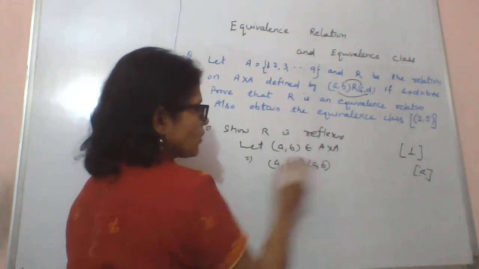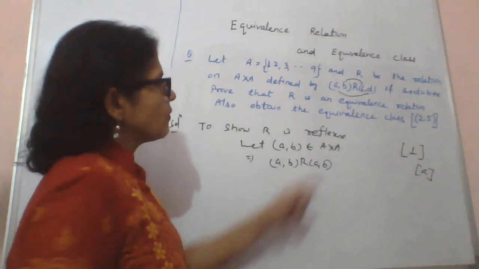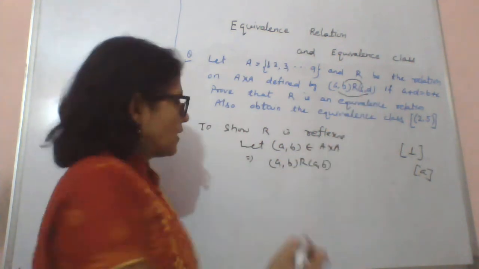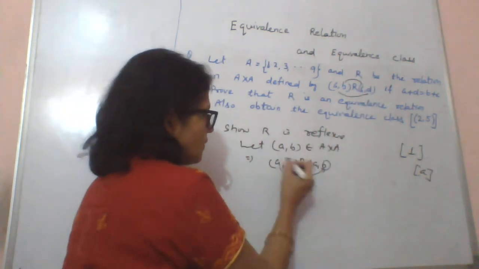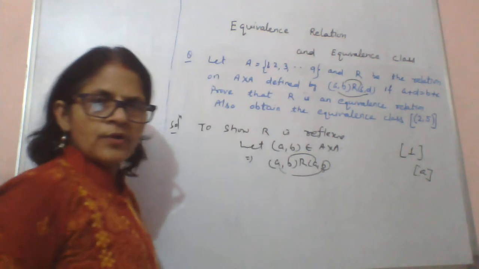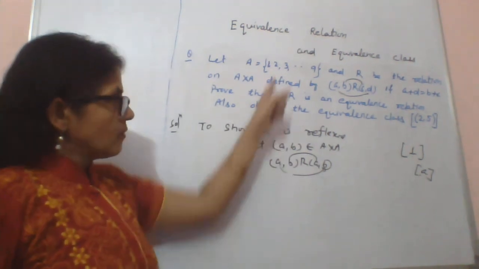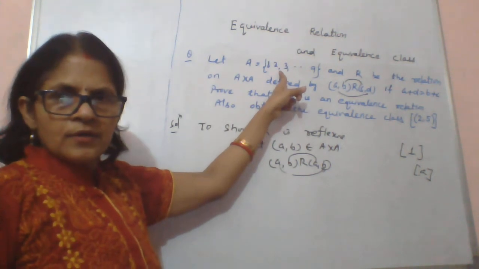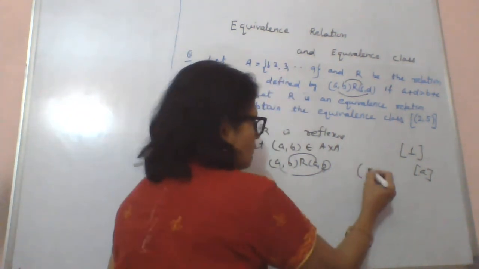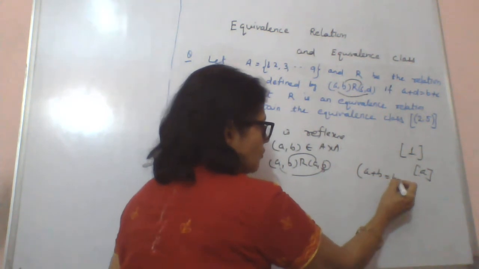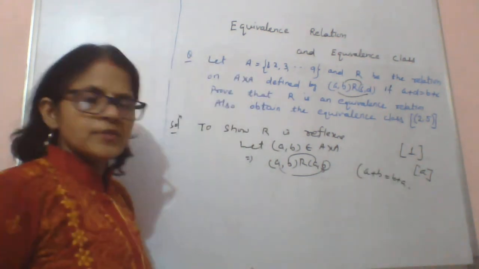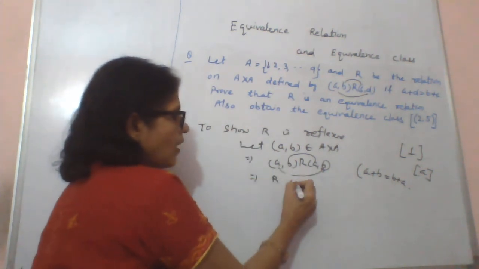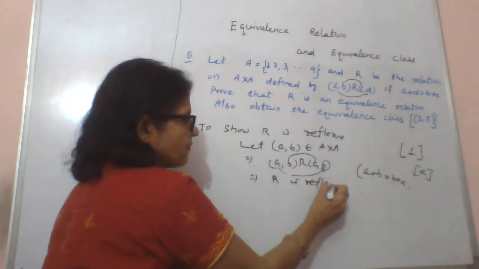You can cross check it because here you see whenever you have (A, B) R (C, D), A plus D equals B plus C. In this case you should have A plus B, B plus A. So A plus B equals B plus A because we are taking the set of natural numbers up to 9. Okay, so here we know A plus B equals B plus A. Addition of natural numbers is commutative. So it means (A, B) R (A, B), you can say R is reflexive.